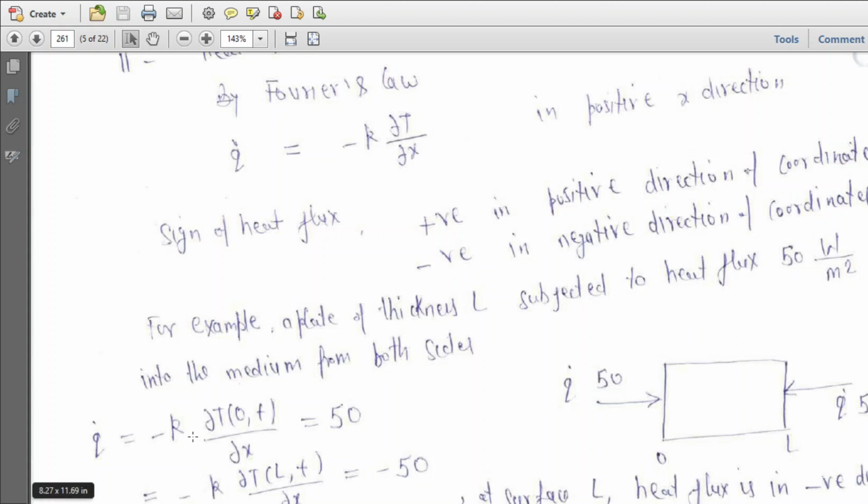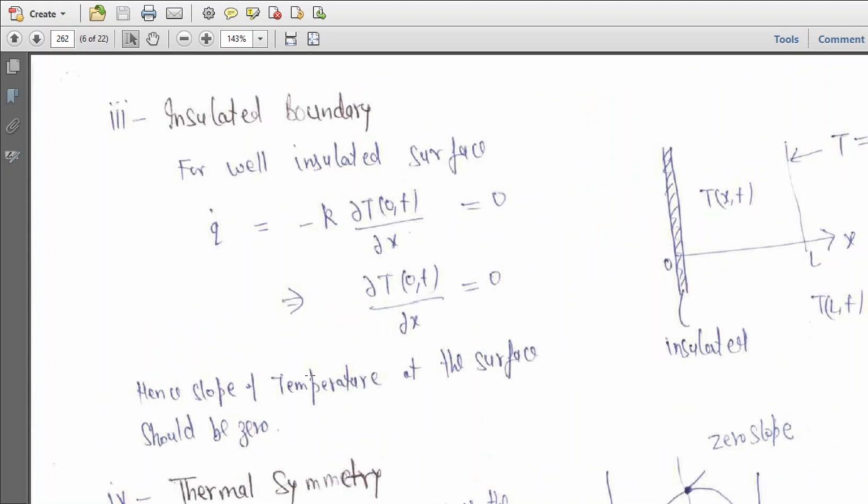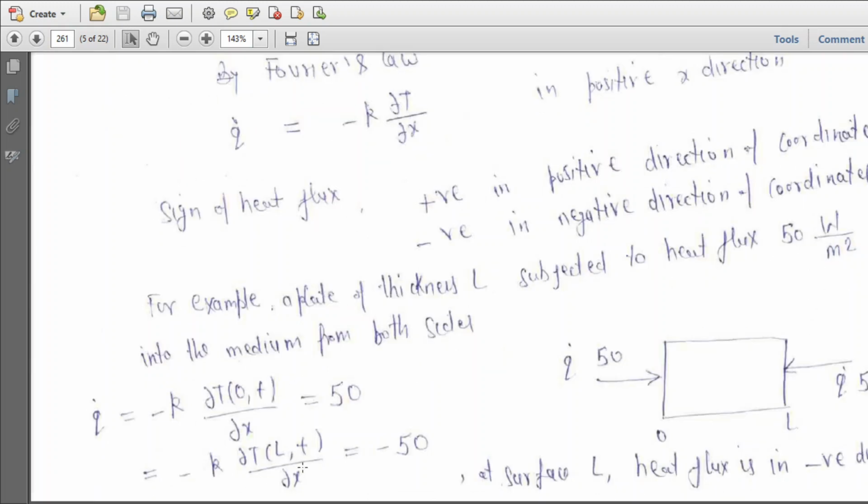So q dot is minus k dT/dx, which means here this is the plus side. Now at the minus side it is minus k dT/dx. So here, at this particular end, it is minus 50. At surface L the heat flux is in the negative direction, this side.